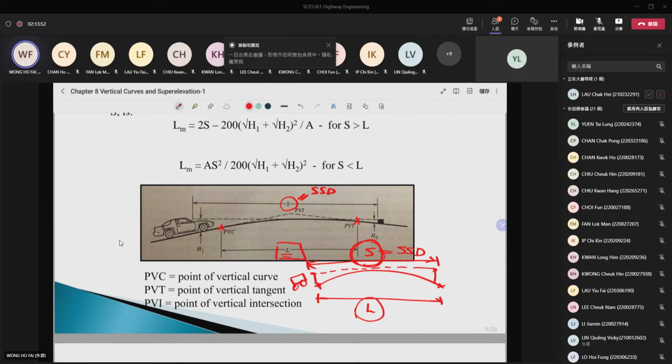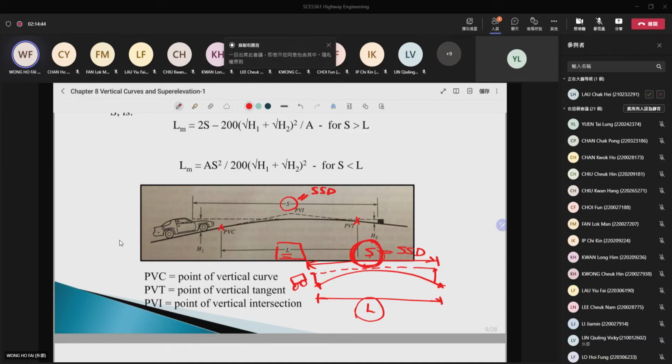S can be longer than L, or S can be shorter than L. Depending on the situation, we will use the first equation or the second equation. Okay? You know what I mean? You have the start of the vertical curve and the end of the vertical curve, and S is the sight distance. This sight distance is how far you can see the obstruction ahead. So S should be equal to your stopping distance, which involves braking time and reaction time, okay?